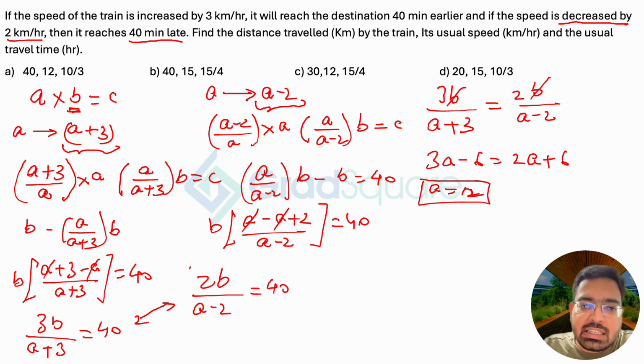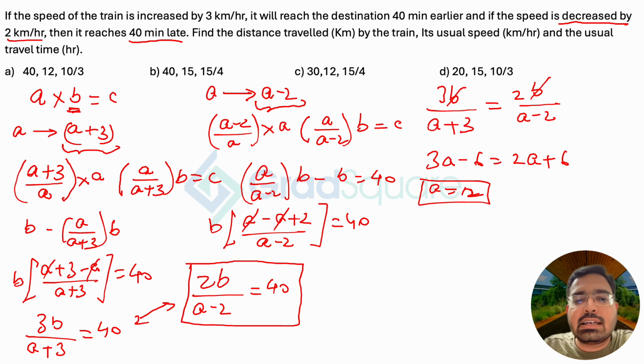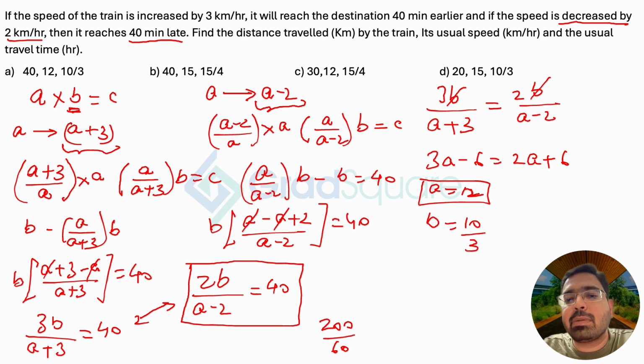So let me put the value of A over here to get the value of B. If I put it over here, 12 minus 2 will become 10. So 2B will become equals to 400 and B will become equals to 200. Now 200 is in minutes. Let me convert this into hours. So 200 by 60, which will be 10 by 3 hours. So what will be the value of B in terms of hours? It will be 10 by 3.